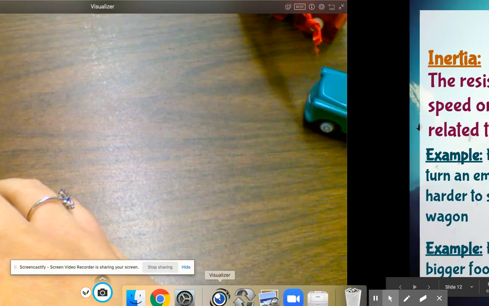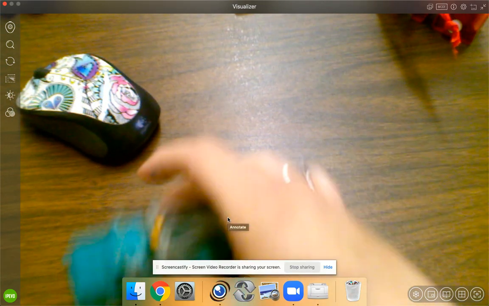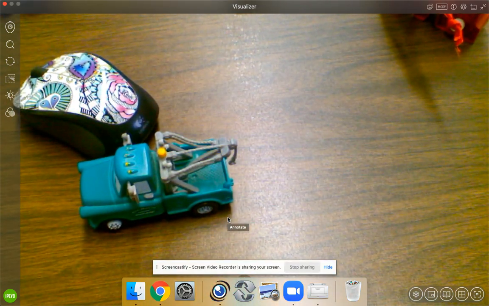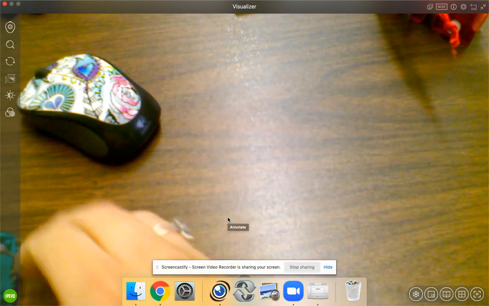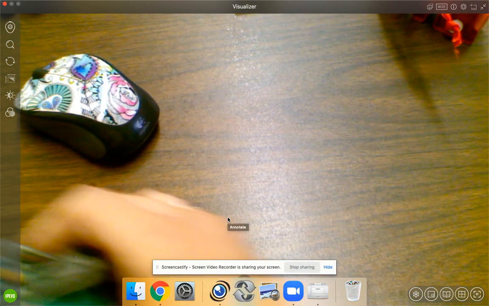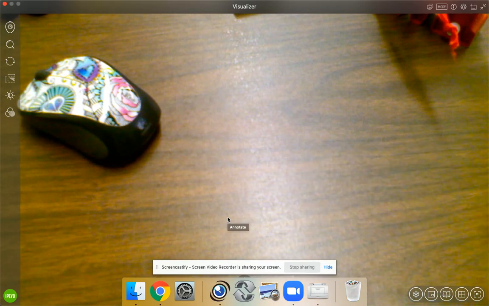My mass here does not want to start moving right now. And once I put mass into action, it would rather keep going. Oh, my cord caught it that time. It would rather keep going, but friction is what stops it.